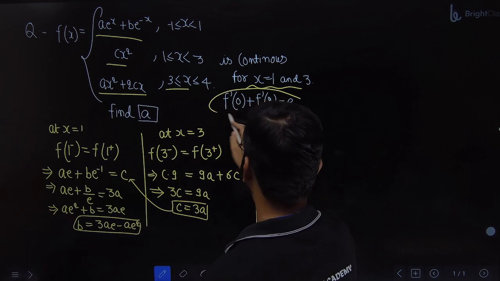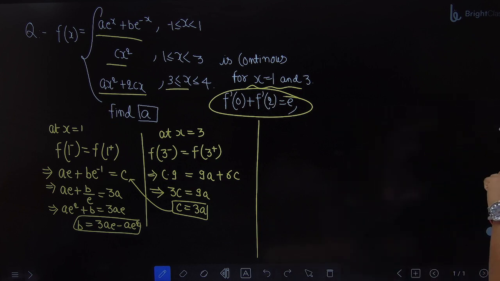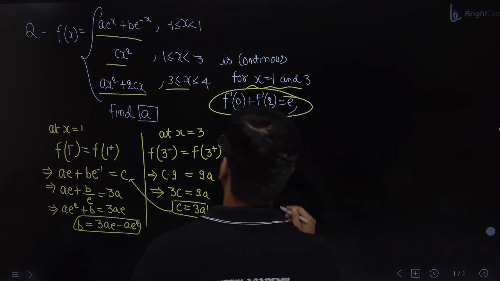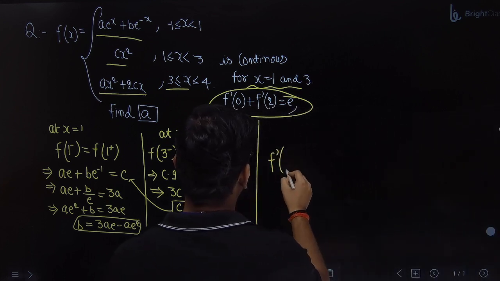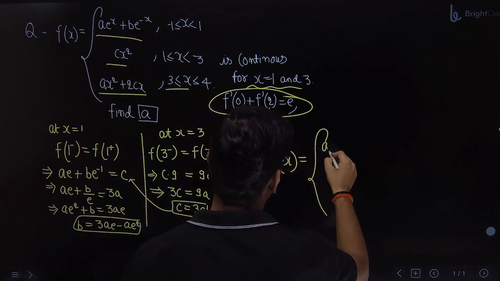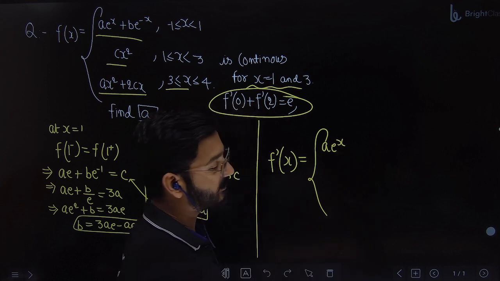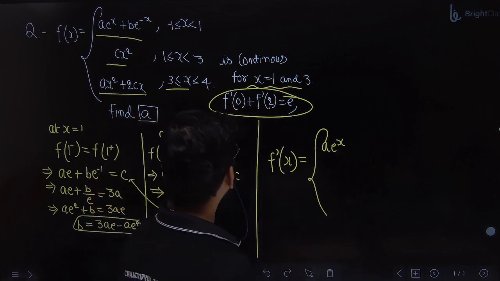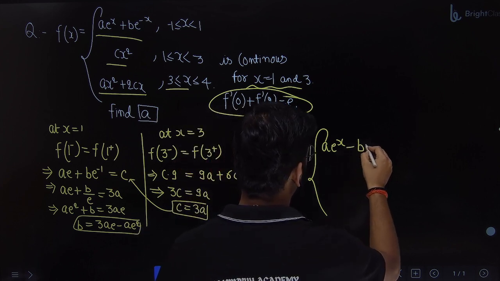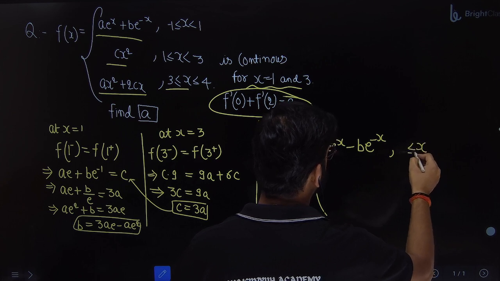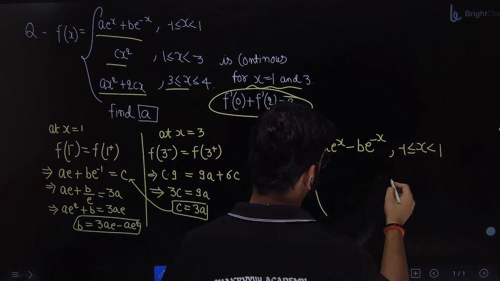Now we will use this condition to differentiate that function. What is the differentiation of e to the power x? e to the power x itself. So f dash x, differentiate that function. So a into e to the power x. What is the differentiation of e to the power minus x? Minus of e to the power minus x. So minus b into e to the power minus x. So this is between minus 1 to plus 1.